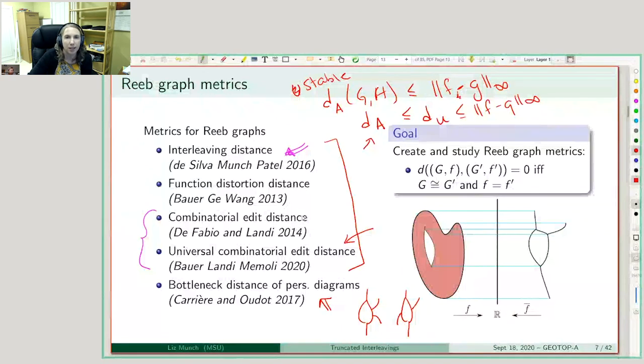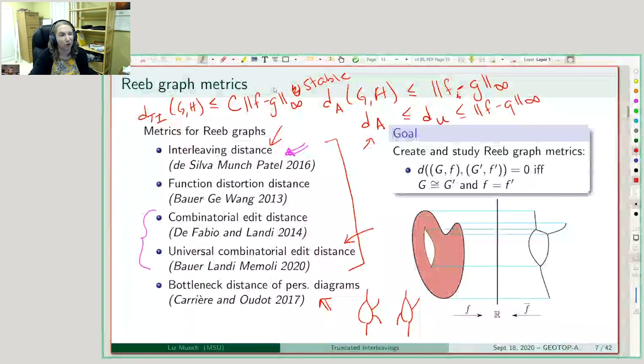So ours doesn't exactly fit into this framework because while the interleaving distance is stable in the official sense, the truncated interleaving distance is stable with a constant. So ours actually satisfies, let's say, the truncated interleaving distance of G and H is less than or equal to some constant that I have some control on based on the M, but it's not stable in the original definition. So I haven't quite figured out how to fit that into their framework yet.